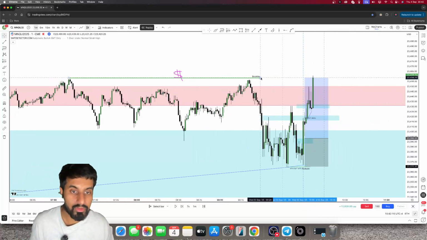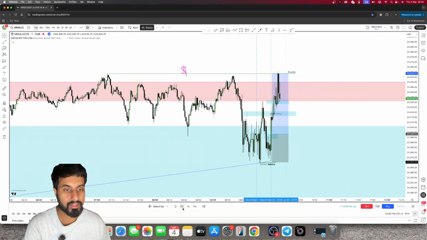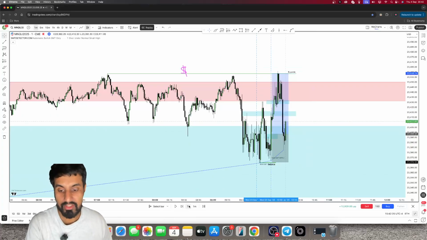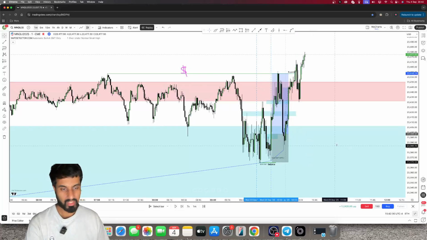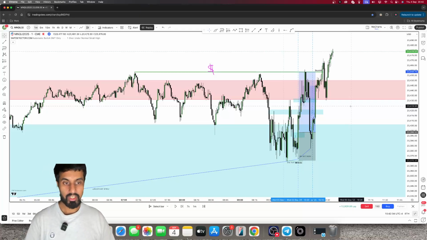What does price do? It takes out that high, liquidity collected, and you can see what happens in the next few candles. Straight back down. We are out, we are done. Yes, fair enough, this would have been a retest for yourself to get in, and then what happened is price went higher, but I don't want to stay in the trade. 1 to 2 R is enough to get you paid and you leave.